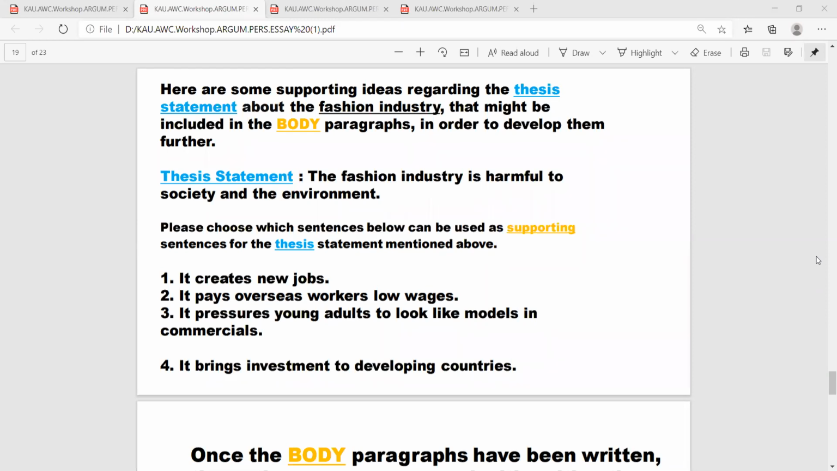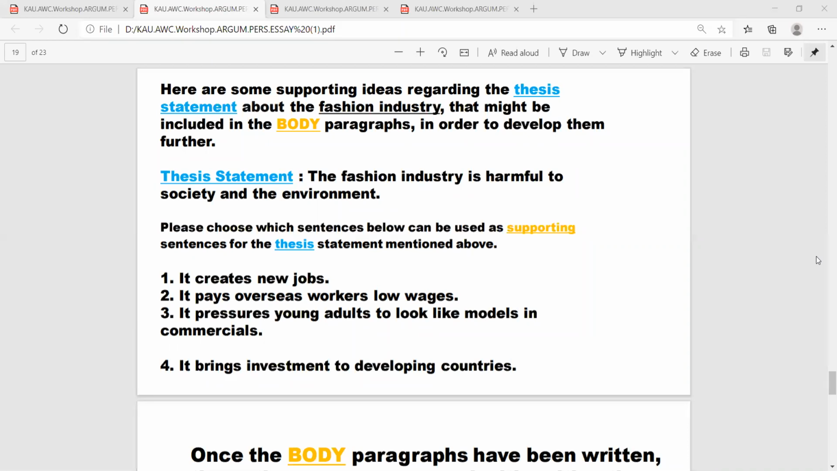Number 1, the fashion industry creates new jobs. Obviously, that is an opposing view, so it will not support the thesis statement that the industry is harmful.